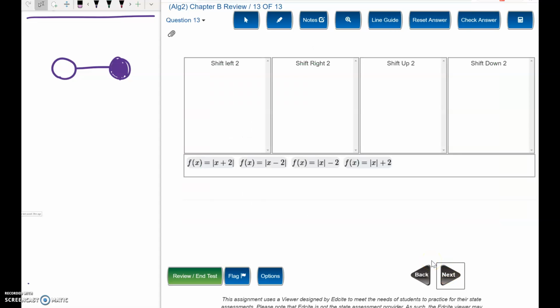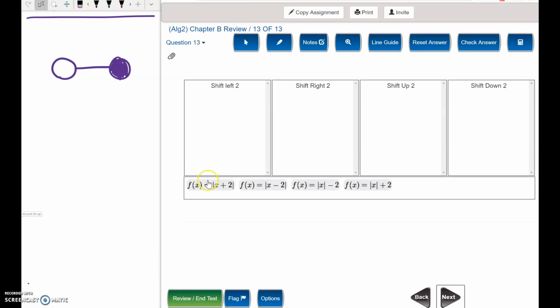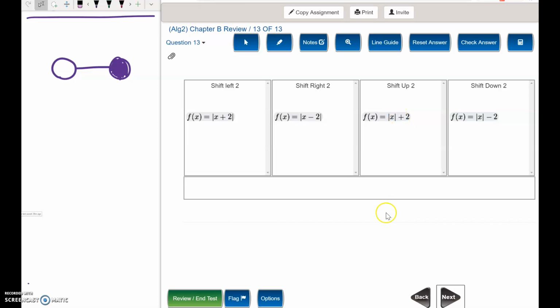This question is checking to make sure that you know what the plus and minus in each spot of the absolute value function does. So down here, this +2 inside, that means left 2. Are these really in order? They almost are. -2 inside means right 2. -2 outside means down 2. And +2 outside means up 2. And those will be in random order at the bottom. Sometimes it's in order that's nice, and sometimes it's totally random.